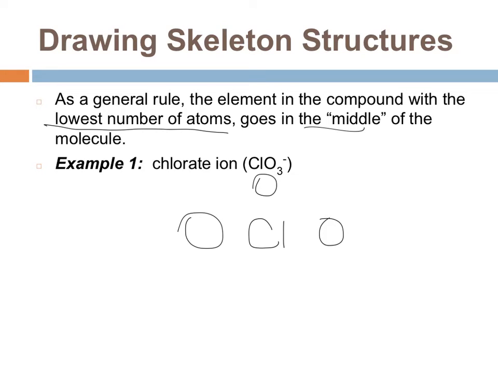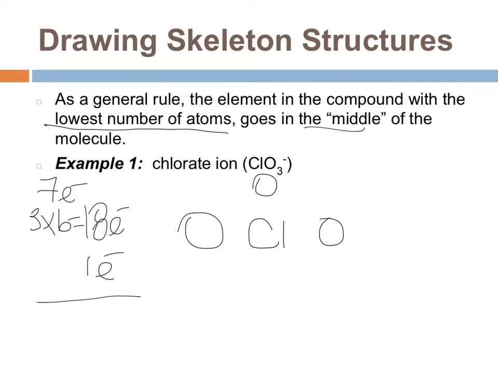Now we need to determine the total number of valence electrons. Chlorine has 7. Each oxygen has 6 valence electrons, so we have 3 times 6, or 18 electrons. And the -1 charge means we have 1 extra electron. So in total, we've got 26 electrons. Okay, so there should be 26 electrons in our final structure.